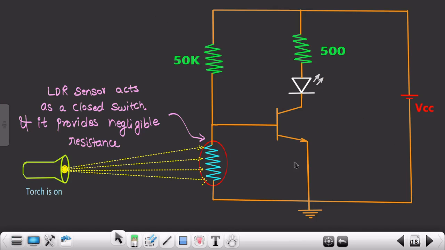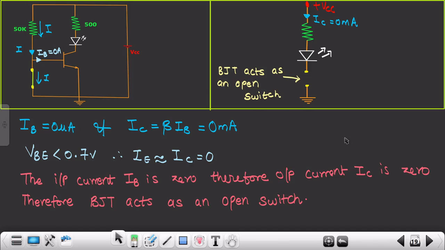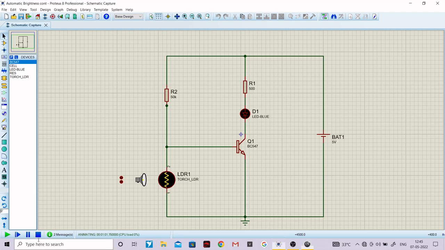We are talking about this condition. When the torch is in on condition, the LED will not glow, or basically your BJT will act as an open switch. That means we are talking about the time between sunrise and sunset. So during daytime, when the sun rays are incident on this LDR sensor, what is going to happen? The current will flow in this direction, and thus this LED, or this street light in general, would be in off condition. And now I hope that you understood this concept in depth.